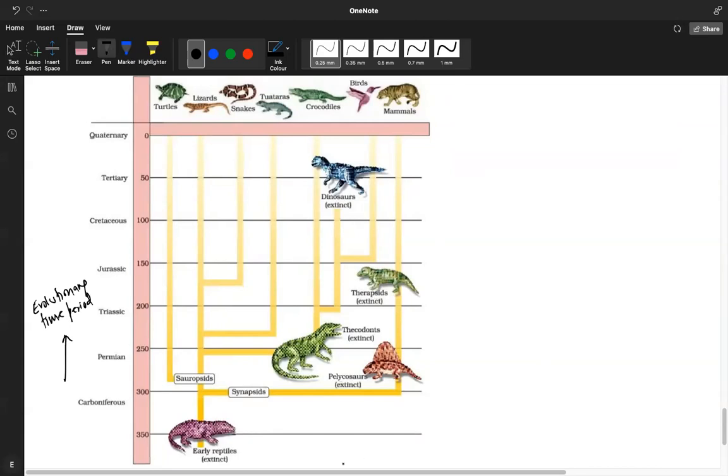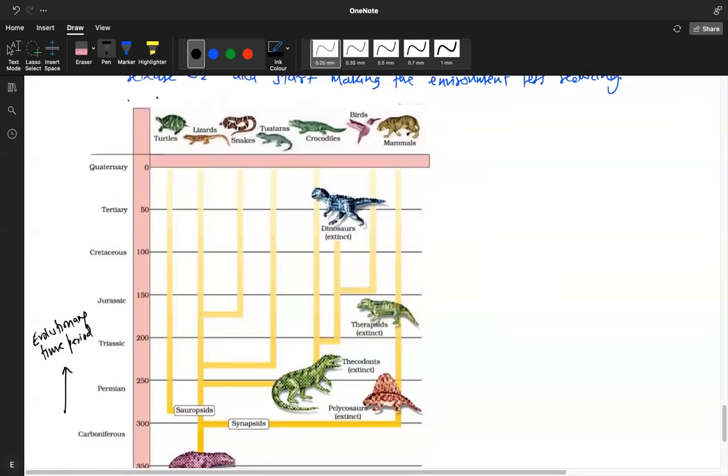And on the x-axis, you see different animals. So you see turtles. What are turtles? Reptiles. Lizards are reptiles, snakes are reptiles. Then you go towards birds, which are not reptiles, and then mammals. So reptiles, birds, and mammals are all here.